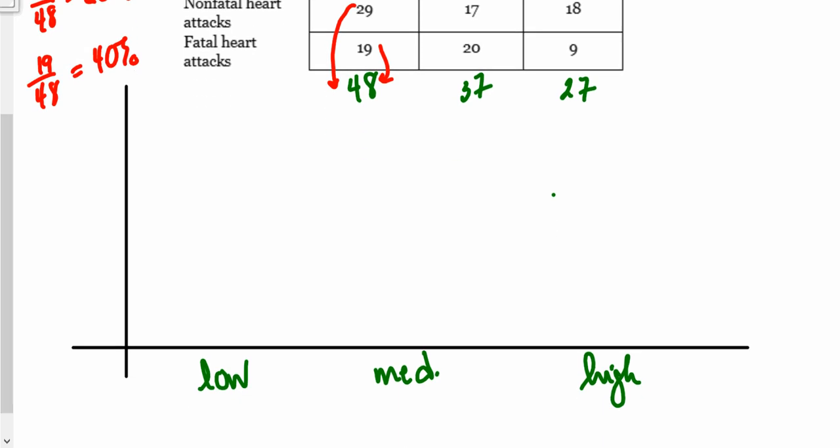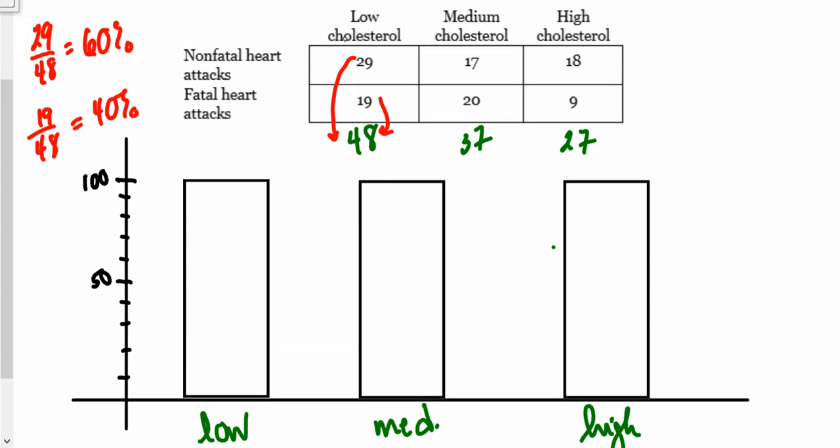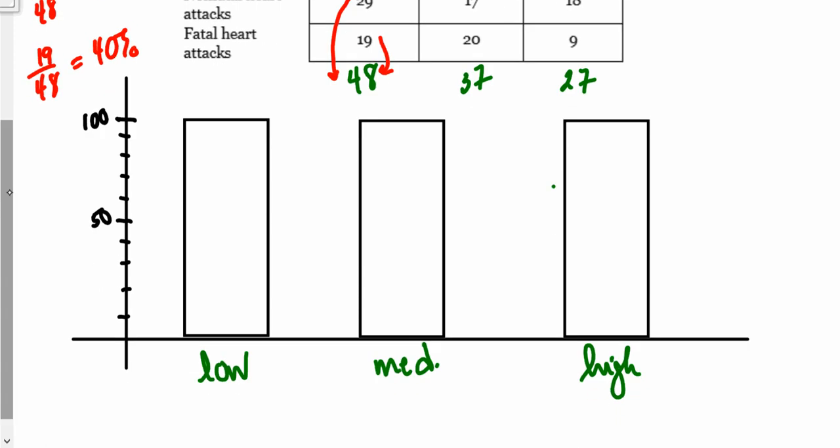Now, since this is a stacked bar graph, all of the bars are going to have the same height, and that height is going to represent 100%. So make 3 rectangles, make all of them the same height, and then set up your scale to go from 0% to 100%. All right, now I'm going to do that subdivision of the low. So we just had determined that within the low cholesterol group, we had 60% that were non-fatal, that survived their heart attack, and 40% that unfortunately passed away from their heart attack.